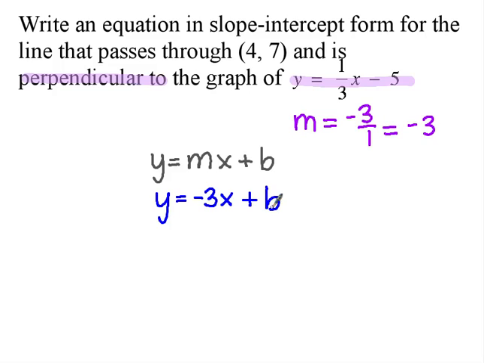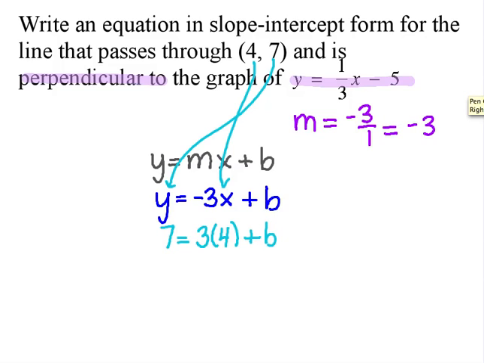And then now to find what b is, what am I going to need to do? Plug in the (4, 7). Perfect. Good job. So 7 goes in for y, 4 goes in for x. And this is nothing new. We've already done this before. The only thing different is the slope. So 7 equals 12 plus b. -12, yep, good call because I forgot that negative sign there. Okay, because it should be -3 times 4, so -12 plus b.